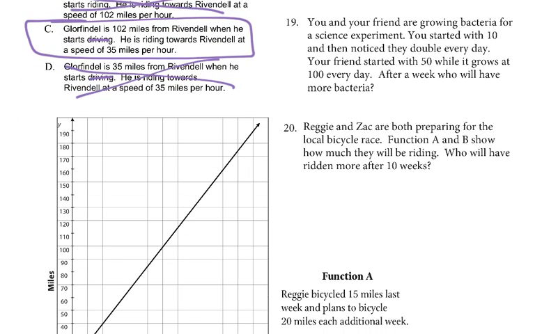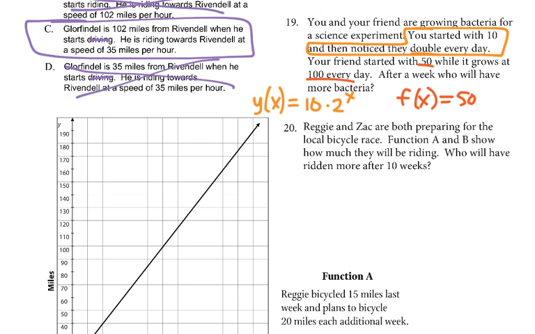Okay, 19. You and your friend are growing bacteria for a science experiment. You started with 10 and then noticed they double every day. Your friend started with 50 while it grows at 100 every day. After a week, who will have more bacteria? Okay, well, a few ways you can look at this. First, you should notice that yours is growing exponentially. So you'd start with 10, so we'll just say u of x equals 10, and it's doubling, which means times 2 to the x. Your friend, which we'll call f of x for friend of x, he started with 50, but it's growing only 100 every day, so we're adding 100, so it's linear.